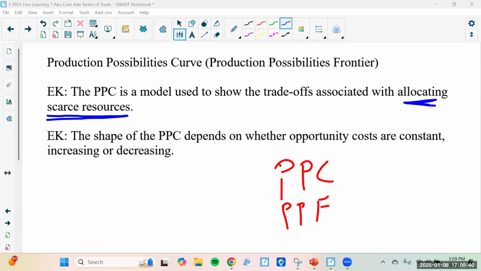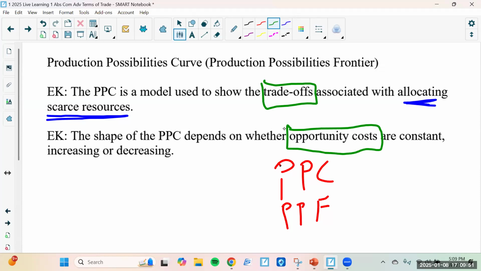And because there's not enough to produce everything, we have this thing called trade-offs and opportunity costs. So let me go into these here. Trade-offs and opportunity costs, some vocabulary words. Okay, an opportunity cost is your next best alternative. What you give up is your opportunity cost. So right now, you're listening to this video.